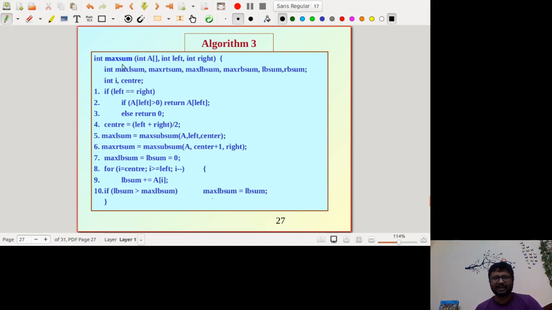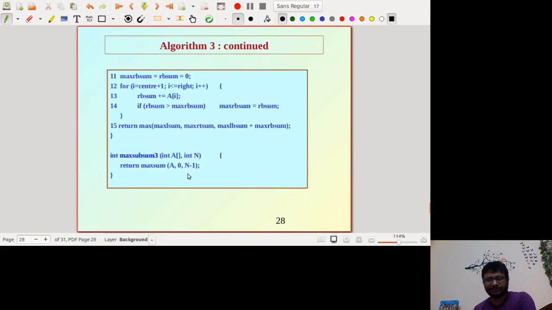I think there is a slight mistake in the naming of this function. So it should be max sub sum. And here, max sub sum.